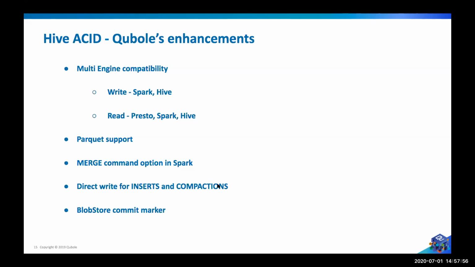Direct writes for inserts and compaction. Here we don't need to write to an intermediate location, and hence we get better performance. This is something which has been in Qubole for a long time, where we don't write to a temporary location as part of our Hive query or Spark query. It directly writes to the final destination. We have integrated the same functionality with Hive ACID as well. For inserts and compaction, we directly write to the final destination, hence we get better performance. And the blob store commit marker is just to avoid reading partially written data.